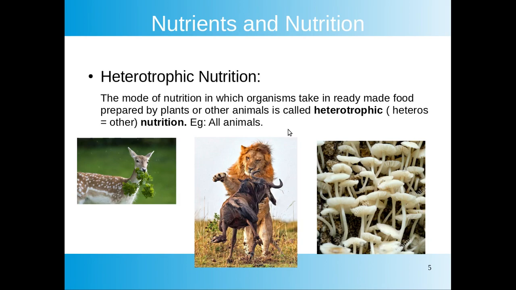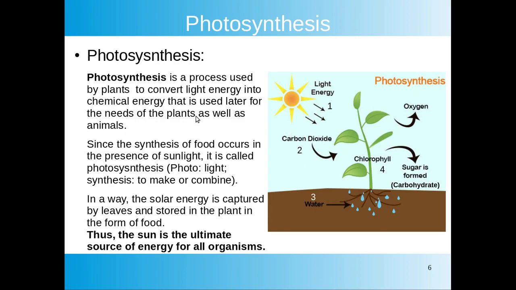Now, let us discuss photosynthesis in detail, that is our autotrophic mode of nutrition. First of all, let us think what does a plant need for photosynthesis. A plant needs light energy or sunlight. Second is carbon dioxide, which it is getting from air. Third is water and fourth is chlorophyll, a green color pigment present in the leaves.